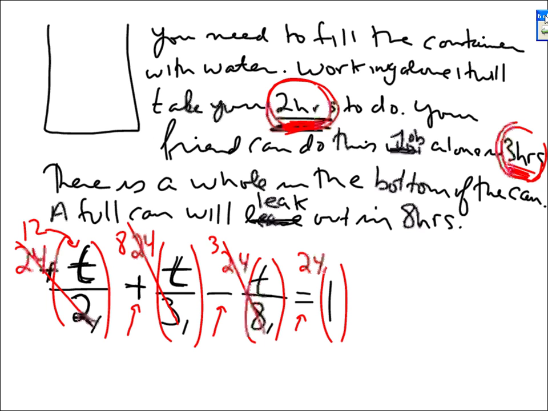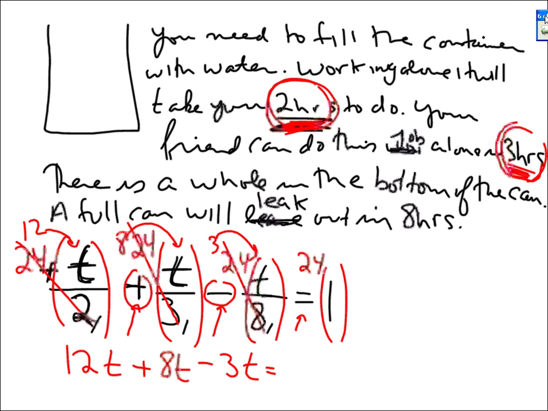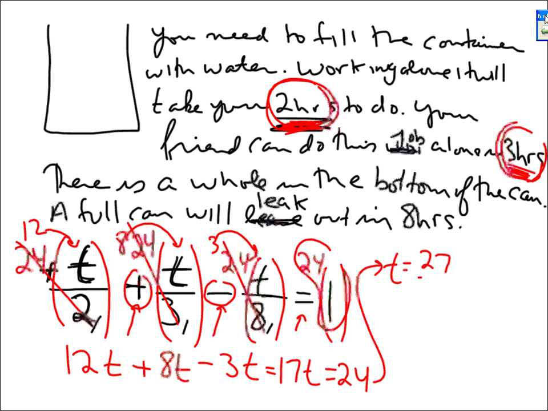And then you get 12 times t, which is 12t, plus 8 times t, minus 3t, which happens to be 17t, which equals 24. So t is 24 over 17, which is 1 7/17 of an hour. Okay, close to 1.5 hours, a little bit less than 1.5.